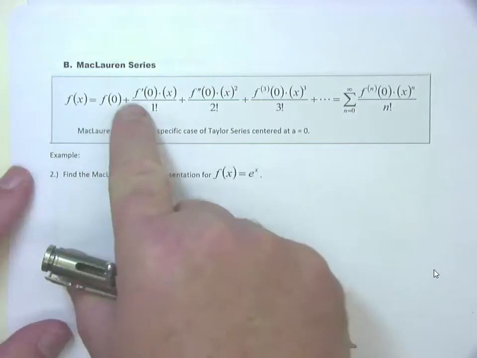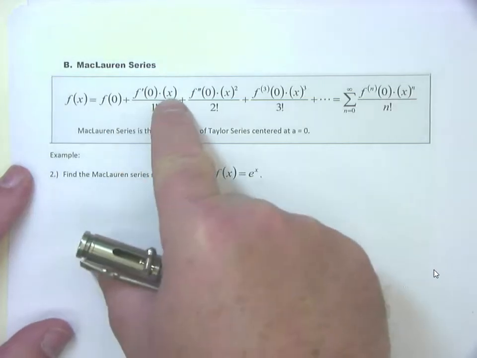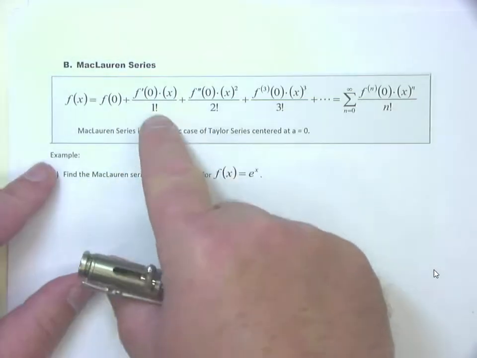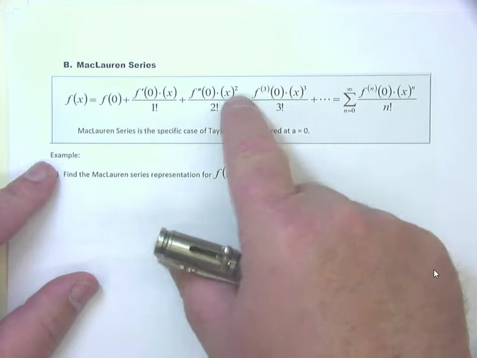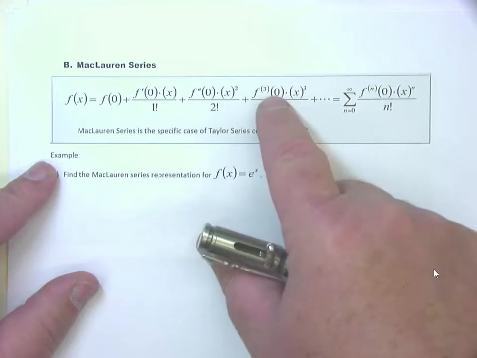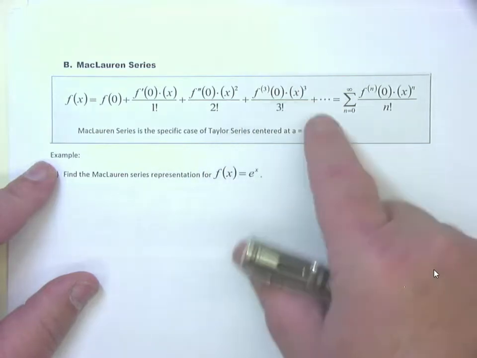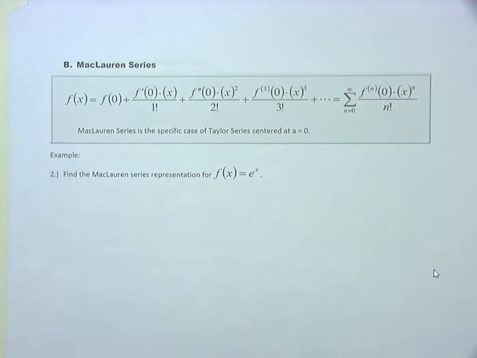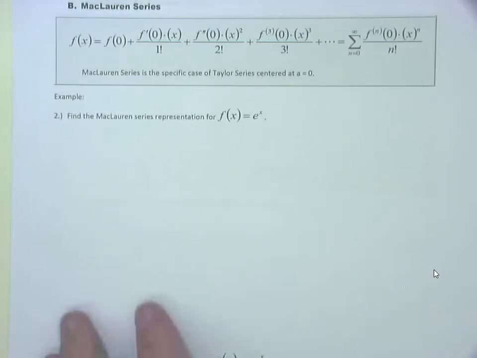It's f of 0 plus f prime of 0 times x minus 0, great, over 1 factorial plus f double prime of 0 times x squared over 2 factorial, f triple prime of 0 times x cubed over 3 factorial plus, and you got a nice little formula. It's the sum as n goes from 0 to infinity of the nth derivative of f evaluated at 0 times x to the n over n factorial. So here is a Maclaurin series, and it is a power series that you guys need to memorize.